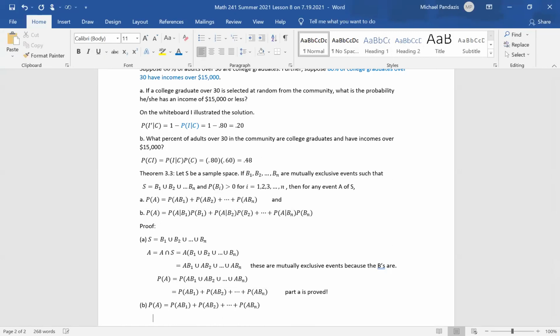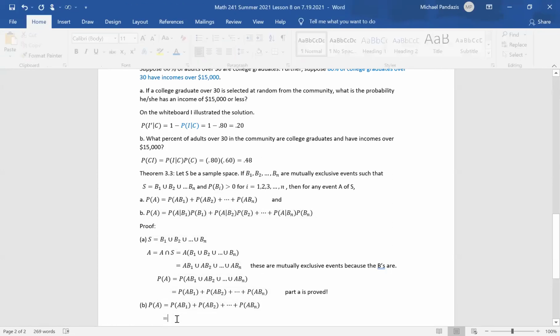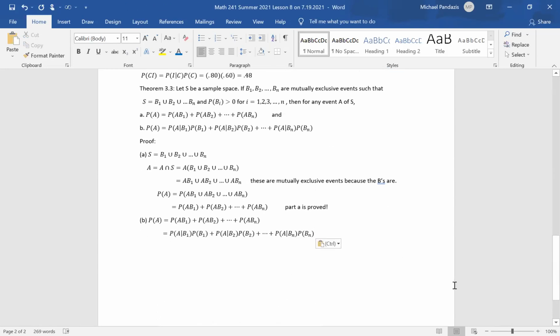But then, just applying an earlier formula, we know that the probability of AB1 is equal to the probability of A given B1 times the probability of B1, plus the probability of AB2 is equal to the probability of A given B2 times the probability of B2. So now we know that the second term is that, plus ... plus the probability of ABn is equal to the probability of A given Bn times the probability of Bn. And so that's the last one. Okay? And so then that's done. And so now we proved part B, that this is equal to that. And so part B is proved.